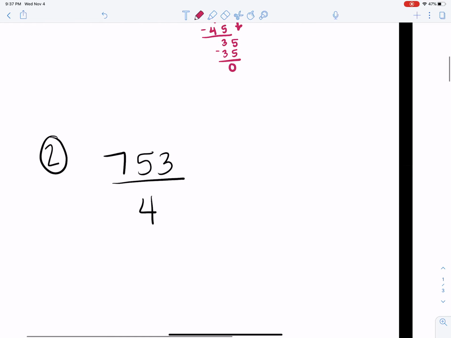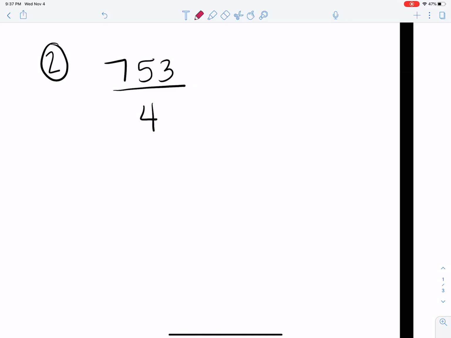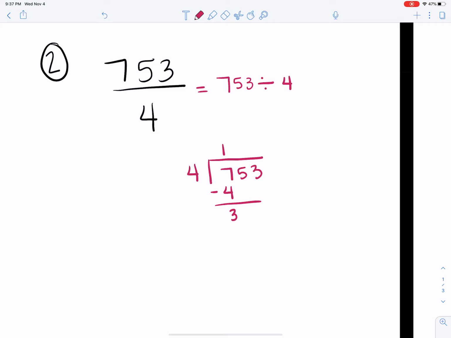Example 2, if I have 753 divided by 4, that's the same as saying 753 divided by 4. So it can be written as a fraction or as a division question. Either way, we're going to take the first number, the 753, and put it on the inside. We're going to put the 4 on the outside. So now you start asking yourself, how many times does 4 divide into 7? 4 divides into 7 one time, because 1 times 4 is 4. Subtract, you have 3. Bring down the 5. How many times does 4 divide into 35? 8 times, because 8 times 4 is 32.